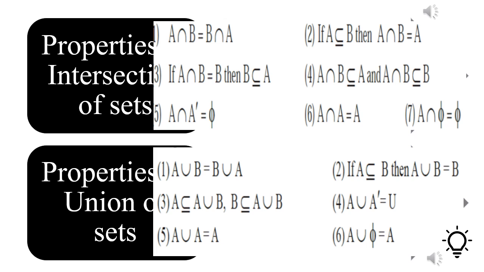Fourth one, A union A complement will give you a universal set. This is because union is combining all the elements. You get the universal set. Fifth one, A union A will give you the same set, that is A. And the sixth one, A union with a null set will give you A, because null set is an empty set. So you will get the same set as your answer. So these are the properties for union of sets.